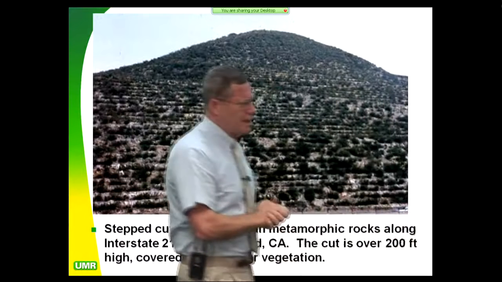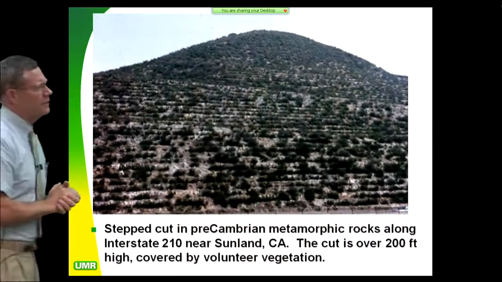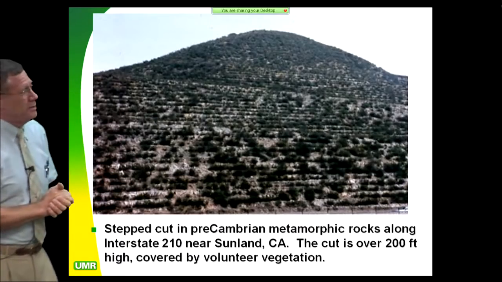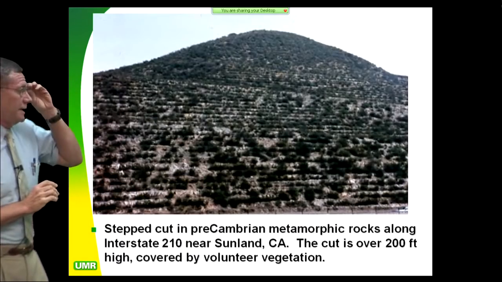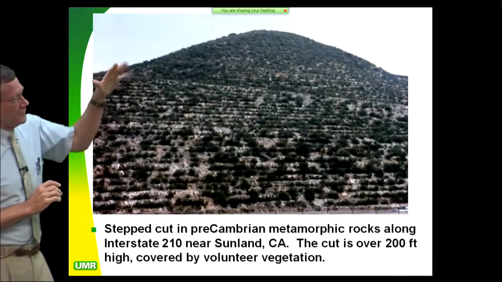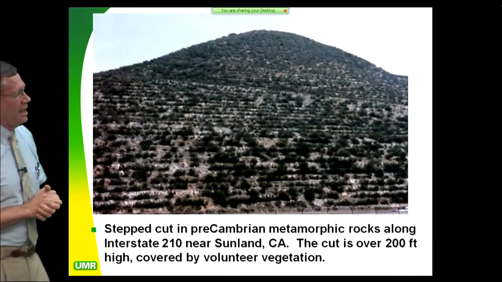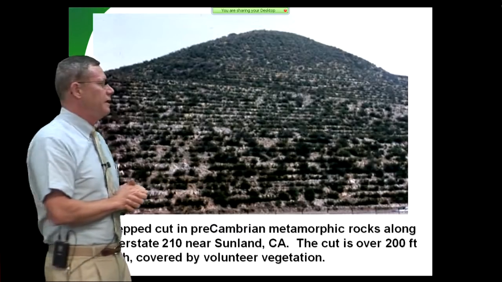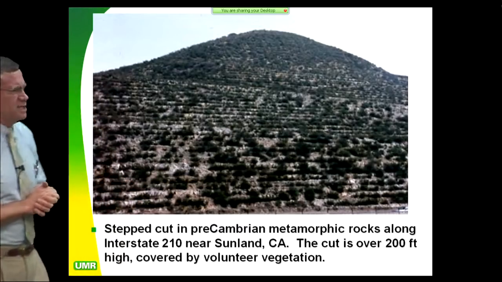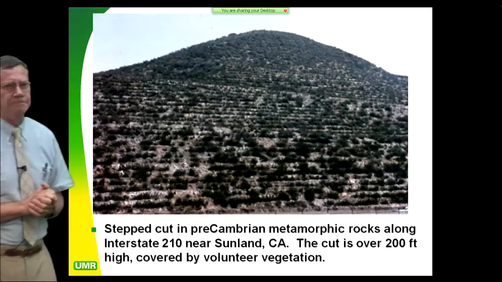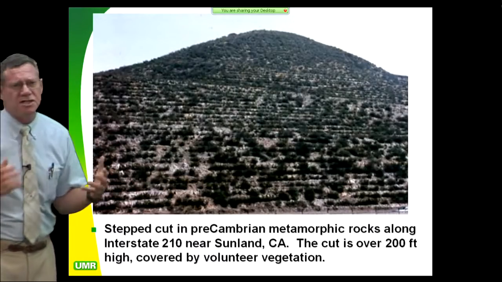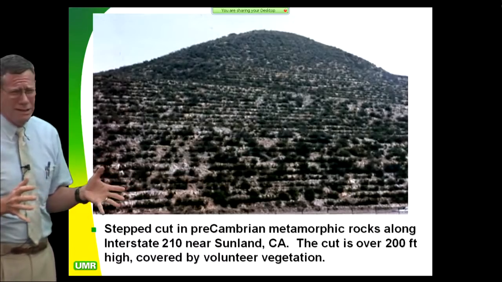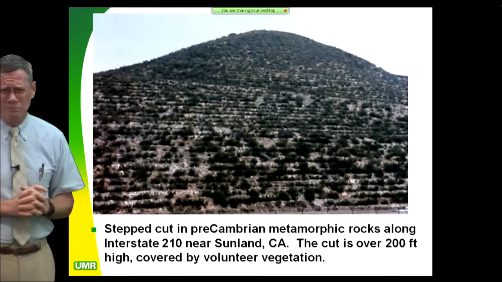Here's a stepped cut in a Precambrian metamorphic rock complex along Interstate 210 between Sunland and La Cañada. And this cut is over 200 feet high. It was made back around 1969-70, so it's been there about 40 years now. And this is in Precambrian gneiss and schistose rocks. So these are rocks that are very, very difficult to get anything to grow on them, theoretically.